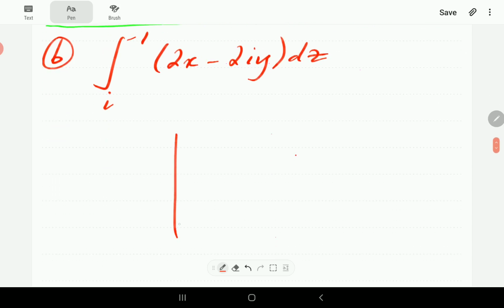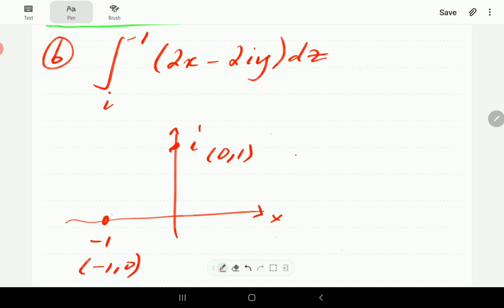So let's do a sketch. A sketch is always useful for this type of problem. Integrating from i, of course, i has coordinates (0, 1), and -1 has coordinates (-1, 0). This time we're interested in the straight line joining these 2 points. So that is our contour, our path.